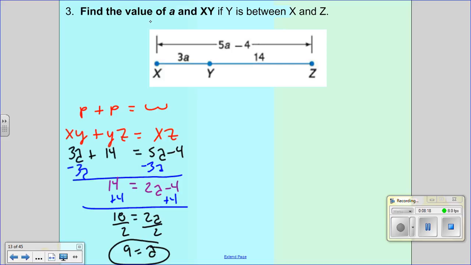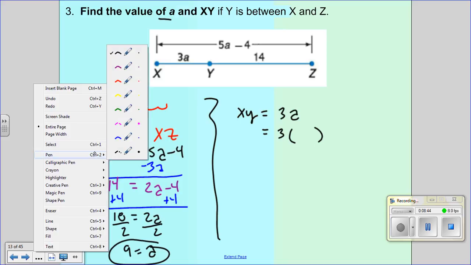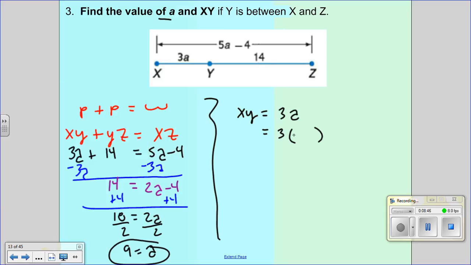Now, that was step 1, find the value of a. Step 2 wants us to find the value of xy. So if we go back to the beginning, we know that xy was equal to 3a. So that means now that we know what a is, we're going to substitute a with 9. And so xy would give us 27.